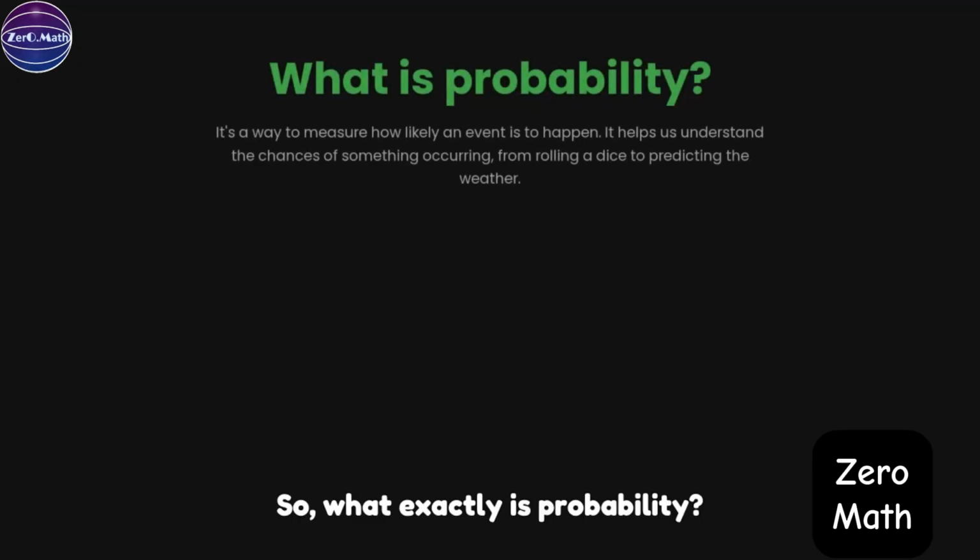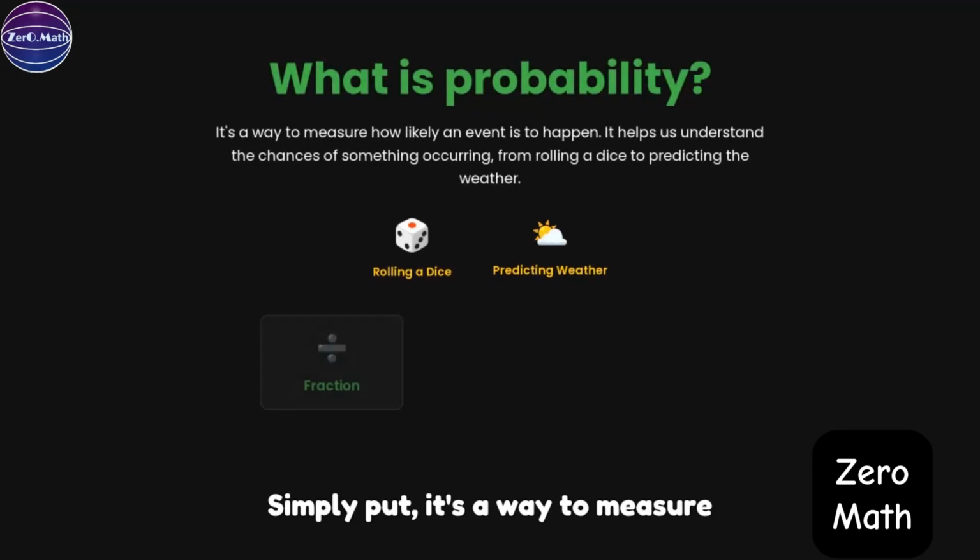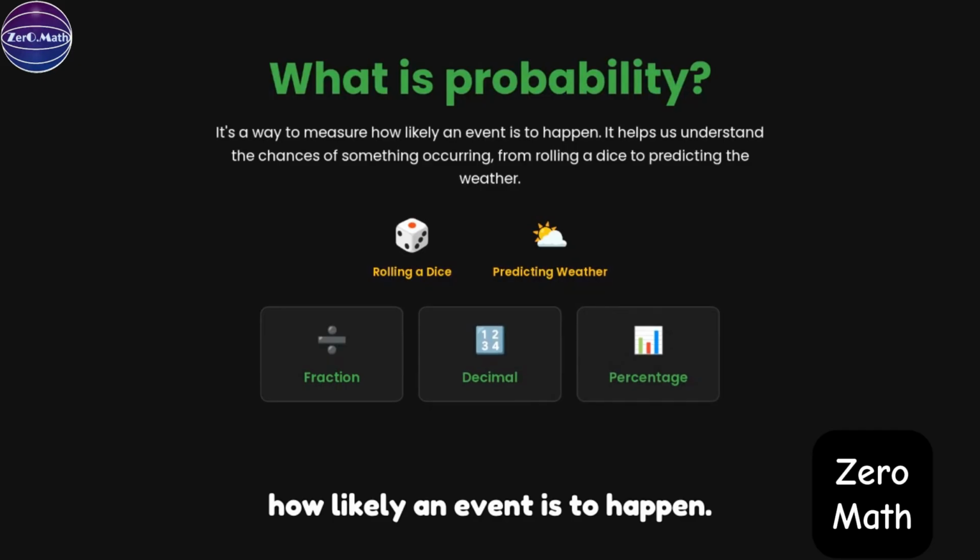So what exactly is probability? Simply put, it's a way to measure how likely an event is to happen. It helps us understand the chances of something occurring, from rolling a dice to predicting the weather. We express probability as a fraction, a decimal, or a percentage.